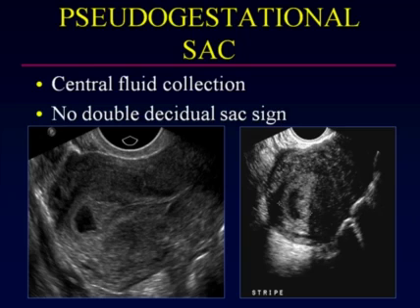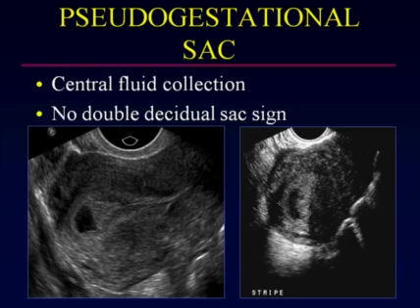Well, you're going to start by looking at the endometrial canal, and of course you won't see an intrauterine pregnancy, but very often you may see some fluid centrally within the endometrial cavity, and this has been called a pseudogestational sac. This fluid will always be central, it will not be eccentric in location, it will not have an echogenic rim, and you will not see a double decidual sac sign.